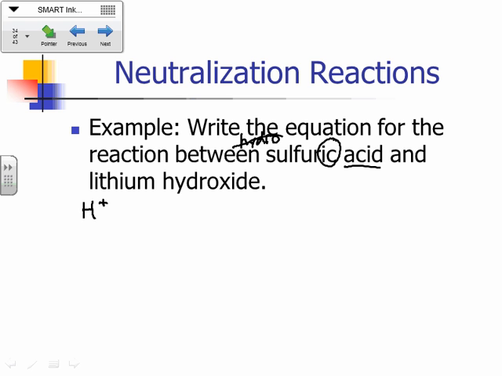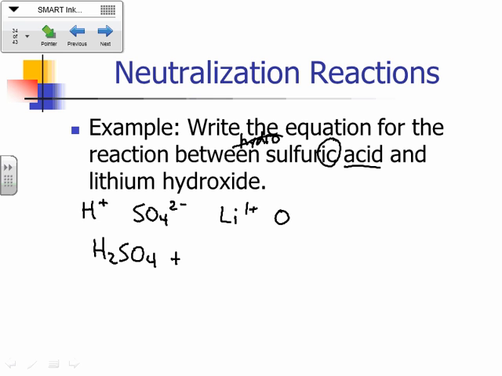I ate something that was icky. So we're talking about sulfate, the sulfate ion, which if you look on your polyatomic ion chart is SO4 2 minus. So when you crisscross the charges there, you end up with H2SO4. That's sulfuric acid. Okay? So the reaction between sulfuric acid and lithium hydroxide, lithium is just Li, obviously, and lithium is a 1 plus.